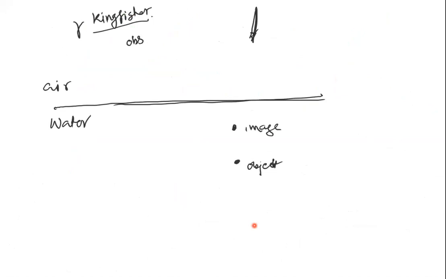The kingfisher knows that if the fish image is at this position, then the real location of the fish must be this, right? And the calculation is pretty perfect if you have seen the videos on Discovery Channel.